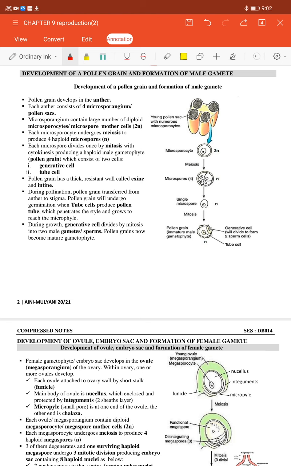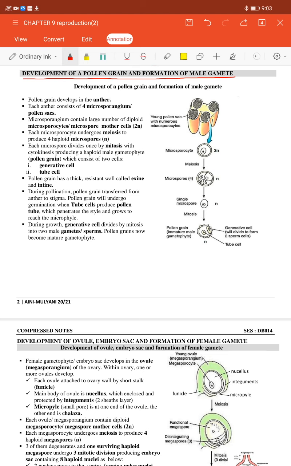We meet again. So, kita akan continue video yang sebelum ini, which is development of a pollen grain and formation of male gametes. So, this one is a bit detailed compared to the previous video. Okay, so kita akan tengok macam mana pollen grain akan develop untuk menjadi male gamete.